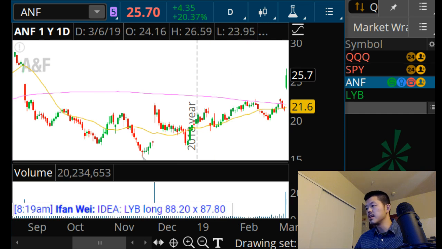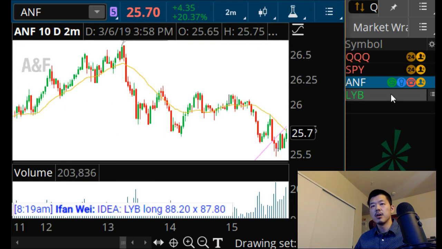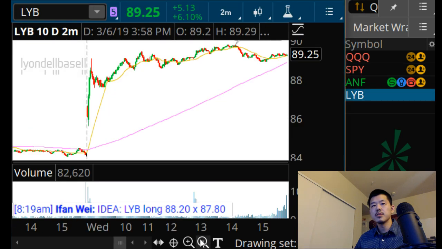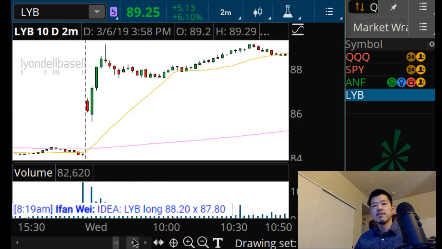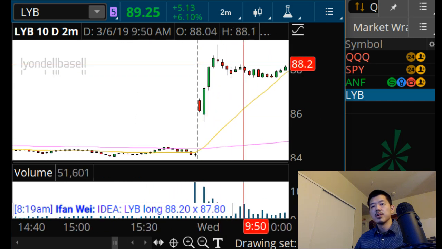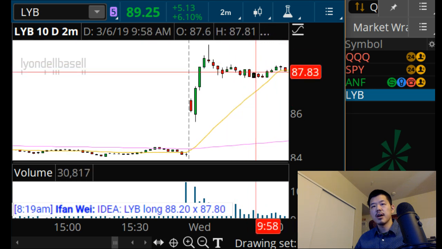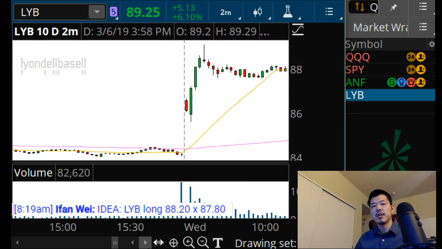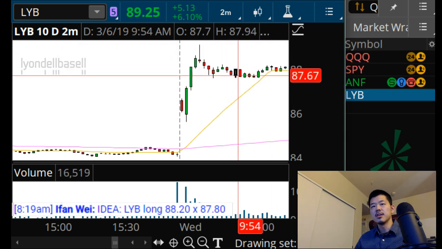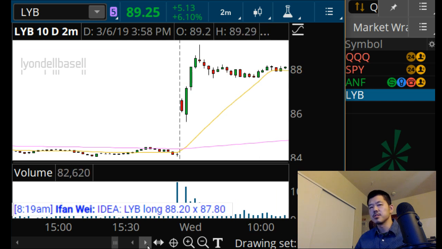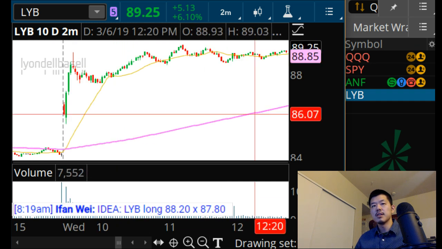And then the other idea that I gave this morning was the LYB. This was a pullback on the LYB. You got a nice pullback in here, and then waited for this to stabilize. And then once we get a bit of a higher high, you can see it's kind of struggling, a higher high there over that. With a stop here underneath 87.80. Gave it a little bit of room because it had like a 6 to 8 cent spread, and then targeting the high of the day. And those were the only ideas.